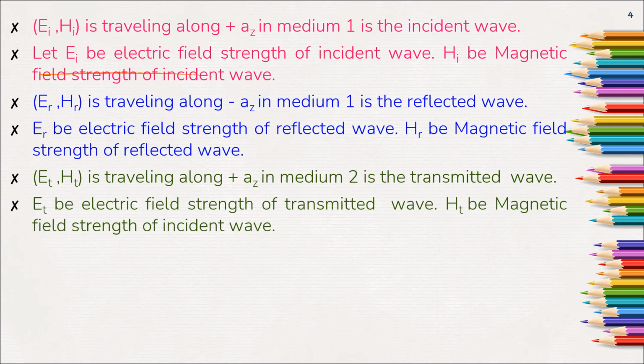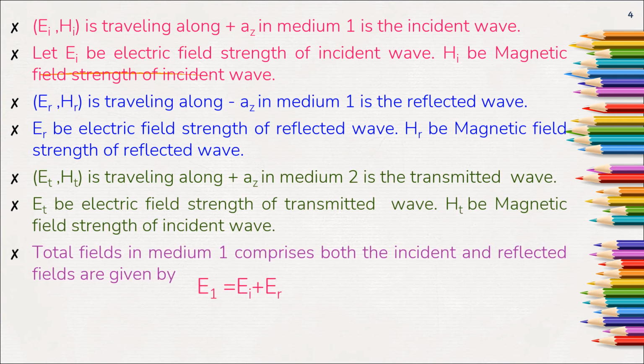Now as I told you in the previous slide, Ei and Hi are traveling along the z direction in medium 1, and they are the incident wave. When I say E, it is the electric field and H, it is the magnetic field. Er and Hr represent the reflected wave traveling in the minus z direction, because when they get reflected at the boundary, they travel opposite to the z direction, hence the minus z direction. And Et and Ht are the electric and magnetic fields of the transmitted wave. They are traveling along the z direction in medium 2.